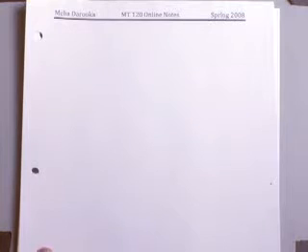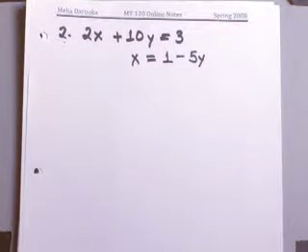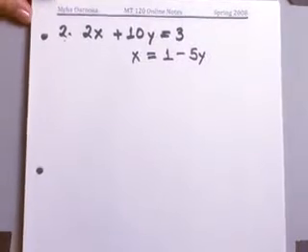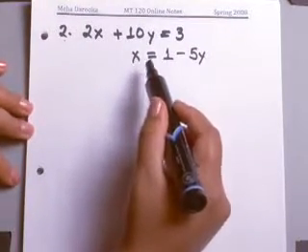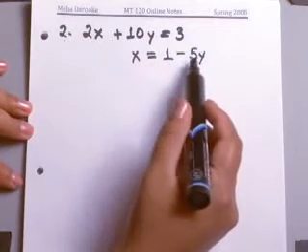Let's look at another example here. In this example, we are looking at the system 2x plus 10y equals 3 and x equals 1 minus 5y. Now in this example, you can see one of the equations right here is solved for x. You have x equals 1 minus 5y.